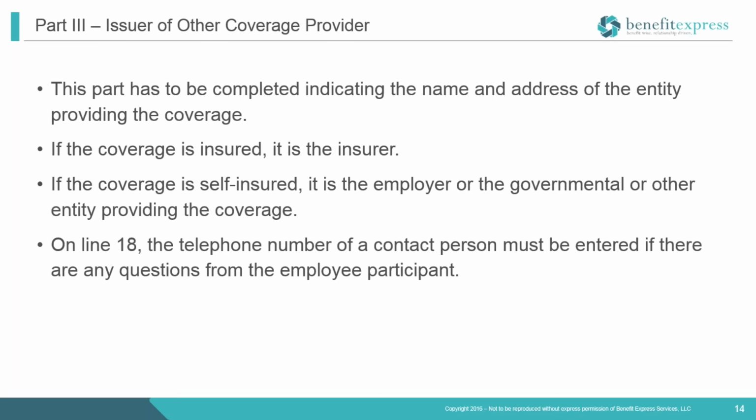For Part 3, indicate the name and address of the entity providing coverage. If the coverage is insured, the insurance company's name will go there. If the coverage is self-insured, the employer, the government, or any other entity providing coverage will put their name there. And then make sure on line 18 the telephone number of the contact person is entered.